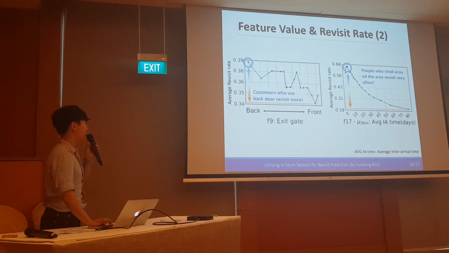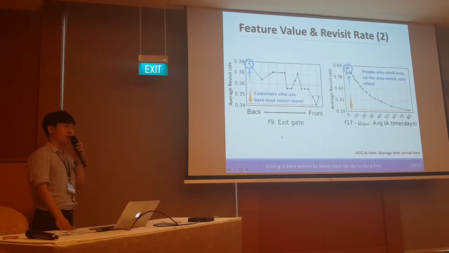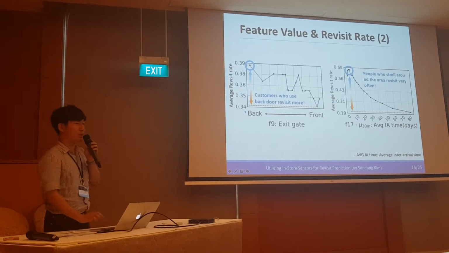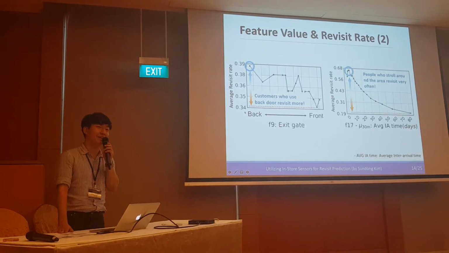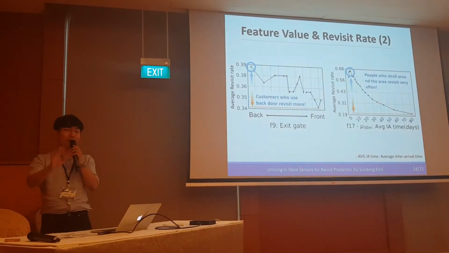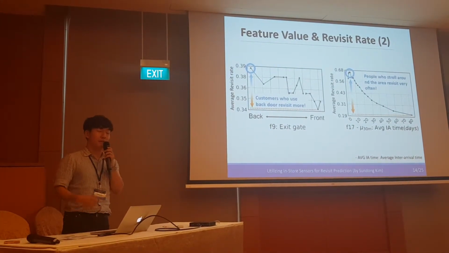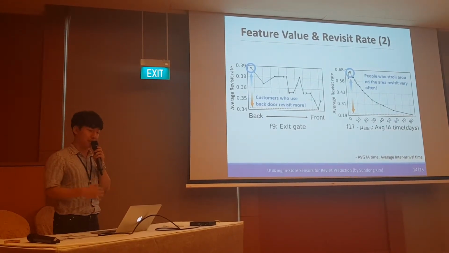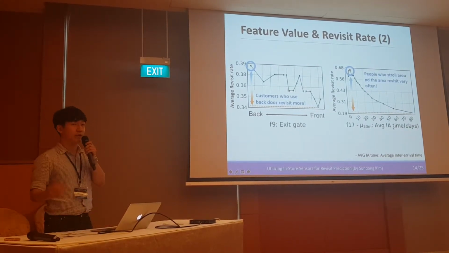The next figure is about the entrance gate that the customers use. People who use the back gate have a 15 or 20% higher revisit rate compared to the customers who use the front gate. We actually visited the store and looked at people's behavior, and we assume that people who use the back gate are very familiar with the store, so there is a higher probability that they become VIP customers.